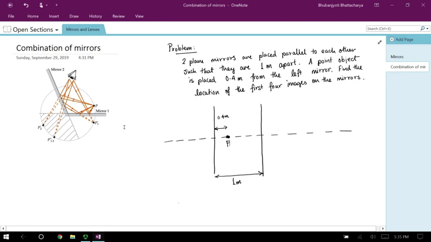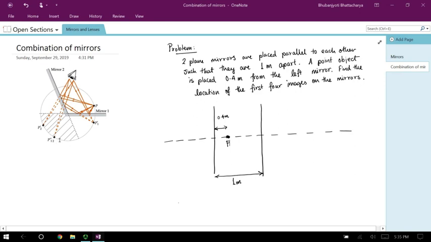Okay, but now there's one more catch. If you look at P1 prime, this point, which is really the virtual image of P on mirror 1, turns out that it is in front of mirror 2. So it'll form a virtual object for mirror 2, and it will form another image, which is this P12 double prime.